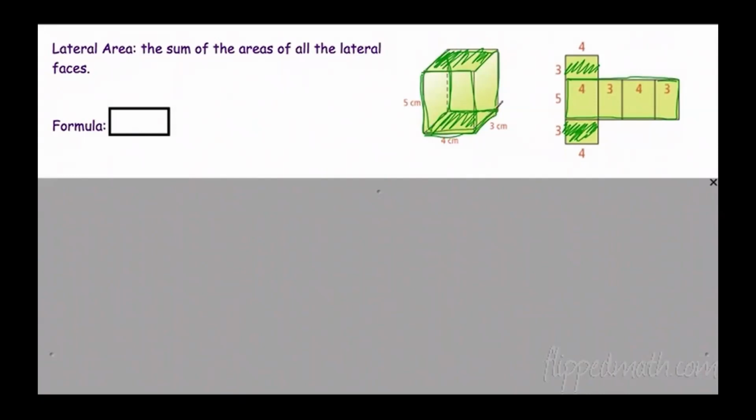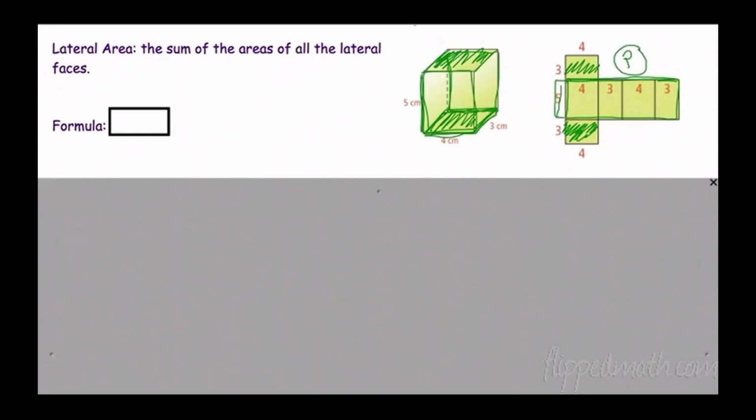The perimeter of what? It's the perimeter of the base. All right, so the length of this rectangle is just the perimeter of the base, right? And the width of our rectangle is right here. It's our altitude, it's our height. So we can find this lateral area by just multiplying the perimeter of the base times the height.